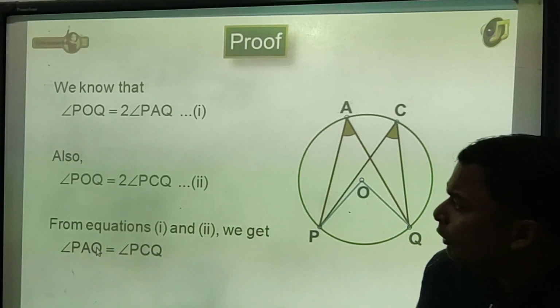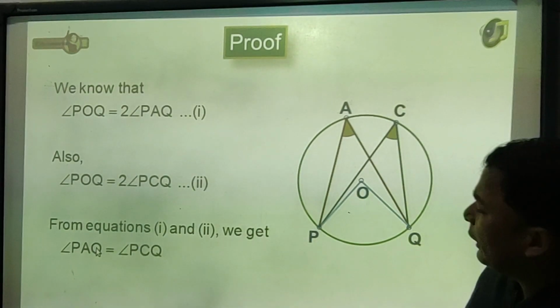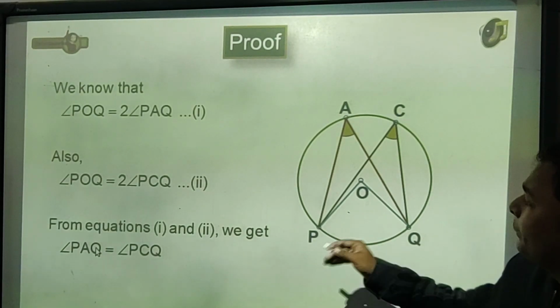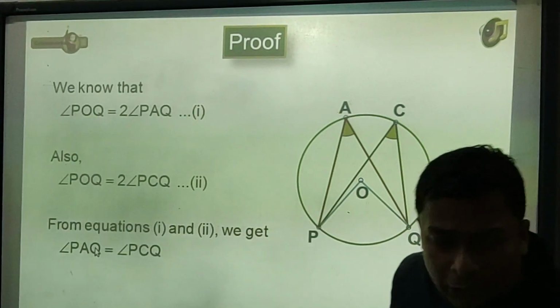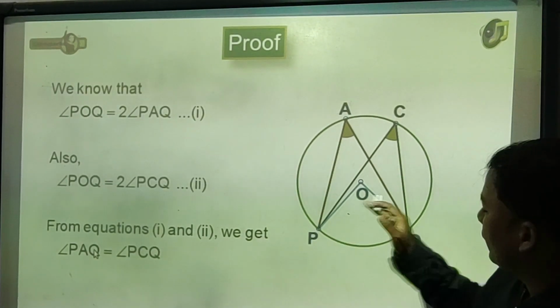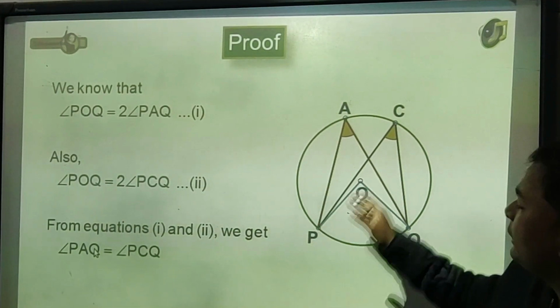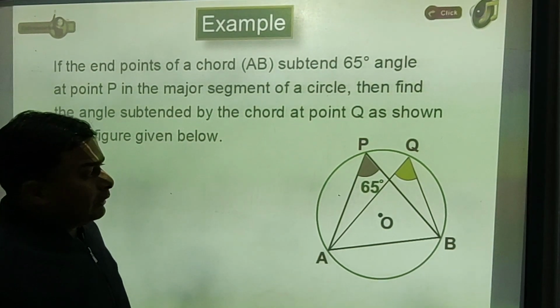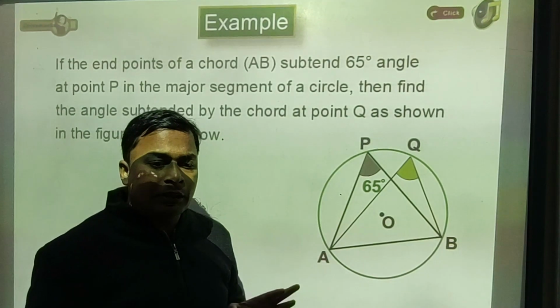Yes, sir. You can also do it otherwise: PAQ is equal to half of angle POQ. PCQ is also equal to half of POQ. From both the equations we get that PAQ is equal to angle PCQ. Any problem to anyone? Just the previous theorem, that angles found in the same segment are equal.